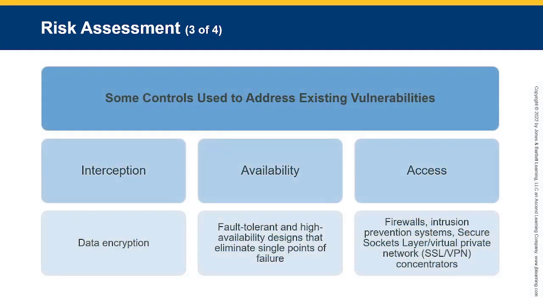So these are some controls used to address existing vulnerabilities. Data encryption is to address interception. Fault tolerant and high availability designs that eliminate single points of failure address availability. Firewalls, IPS, IDS, and secure SSL or VPN concentrators address access.